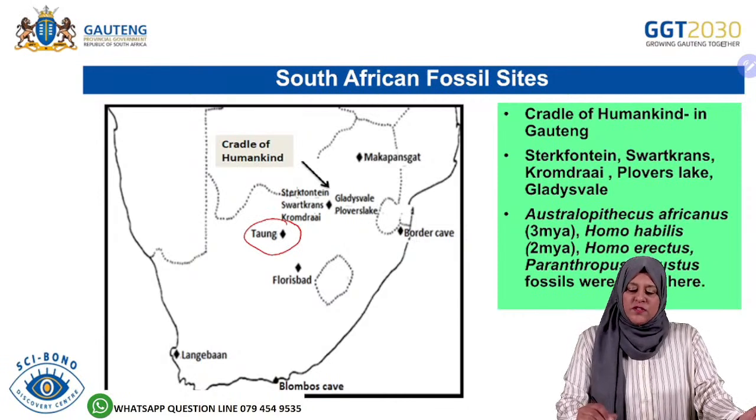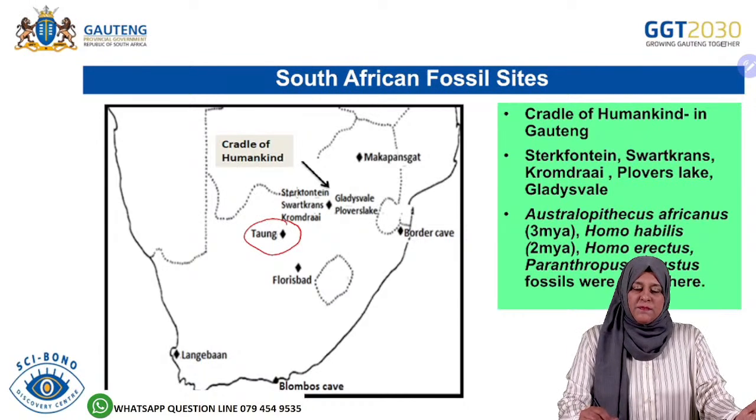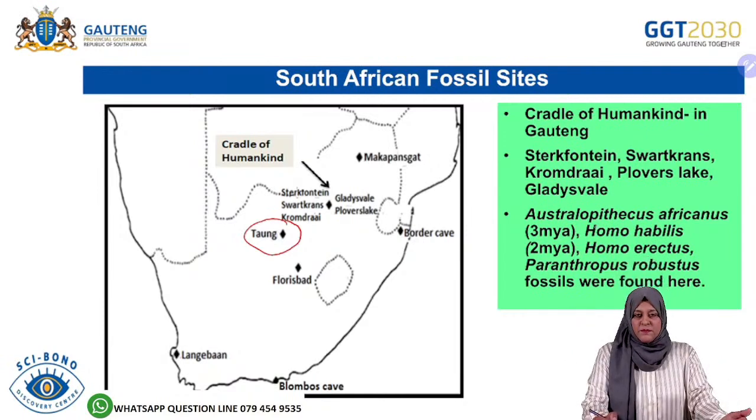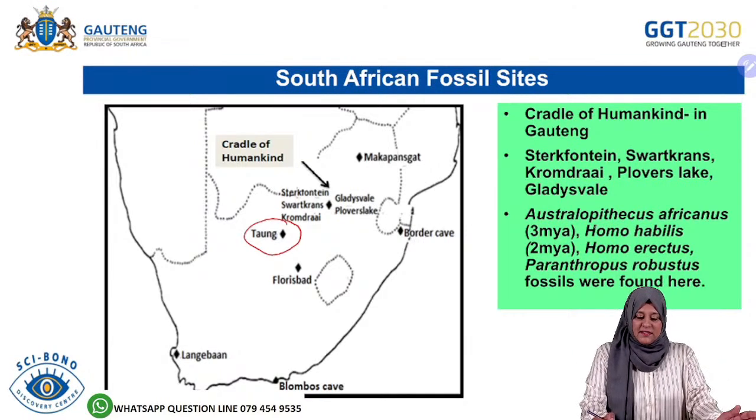So the important fossils that were found here is the Australopithecus africanus, okay? Africanus for South Africa. And they are fossils of Homo habilis and Homo erectus, 3 and 2 million years ago respectively. They have also found Paranthropus robustus fossils in this area.